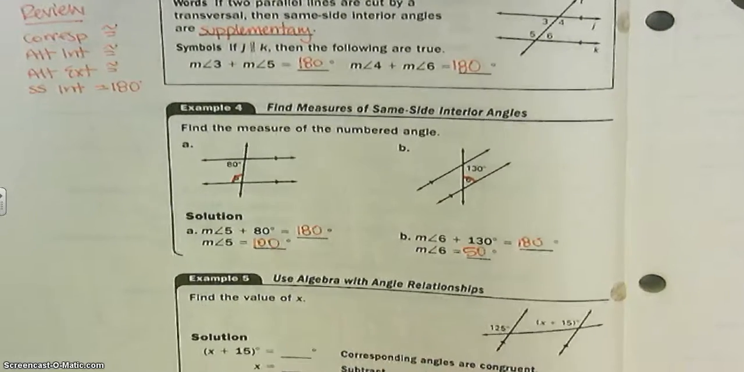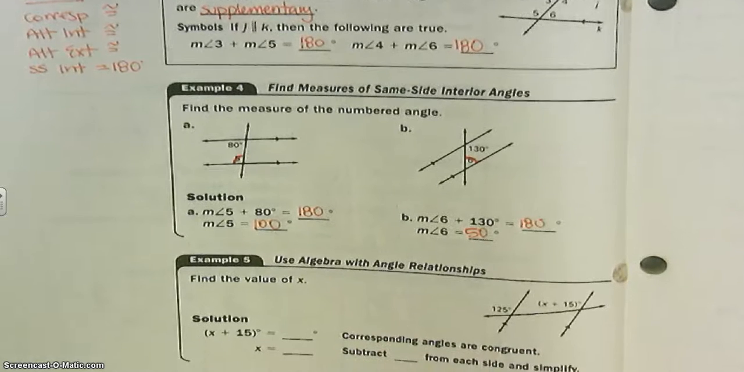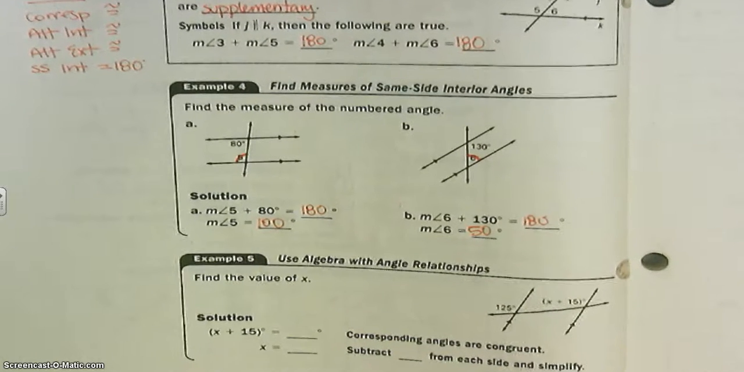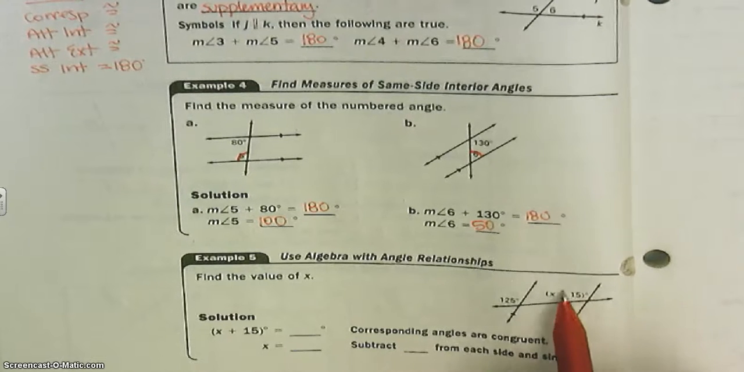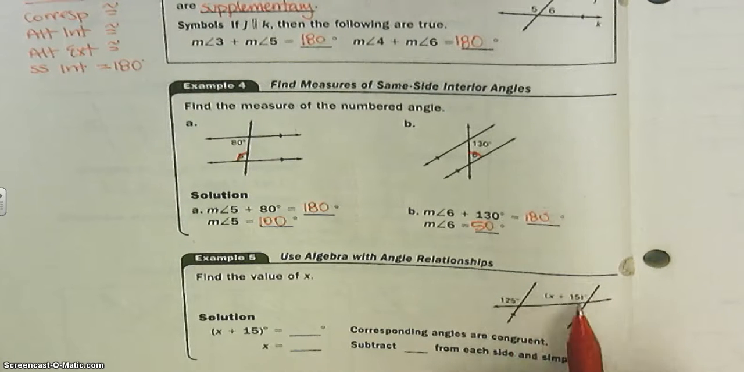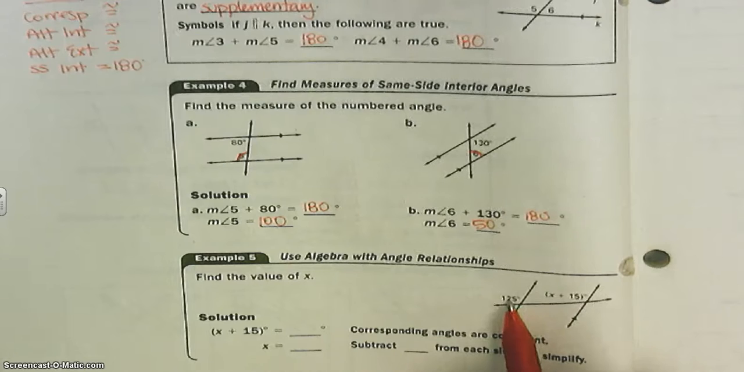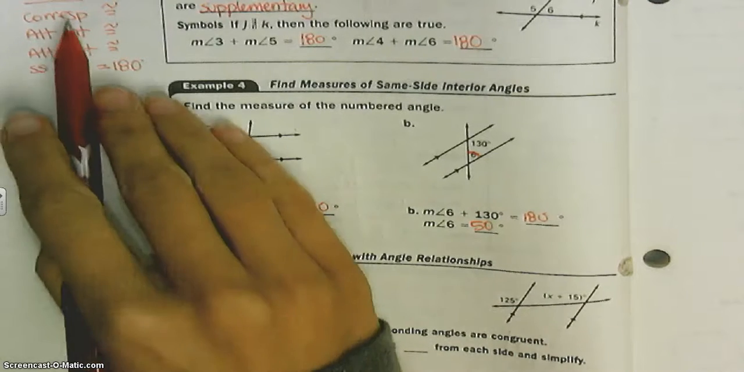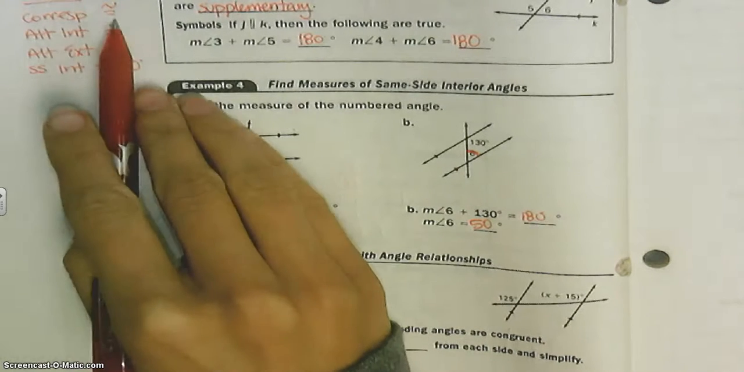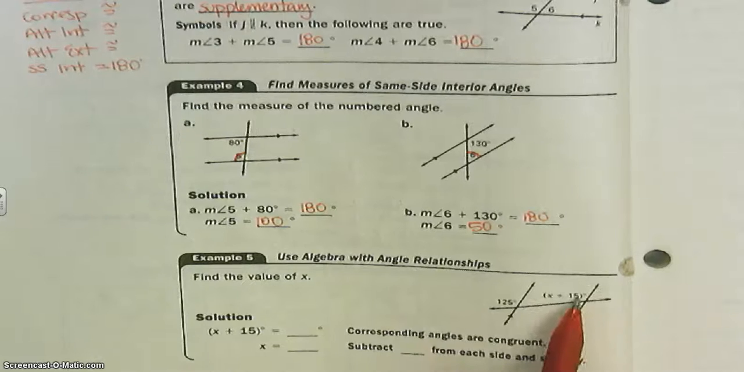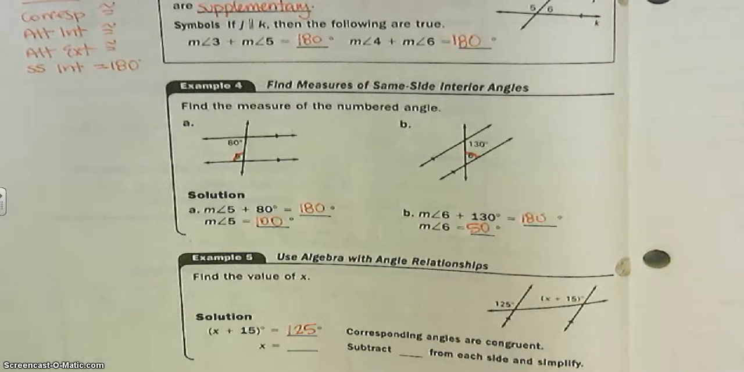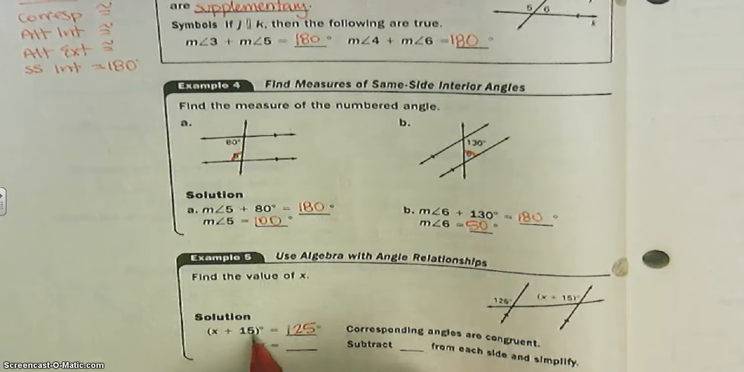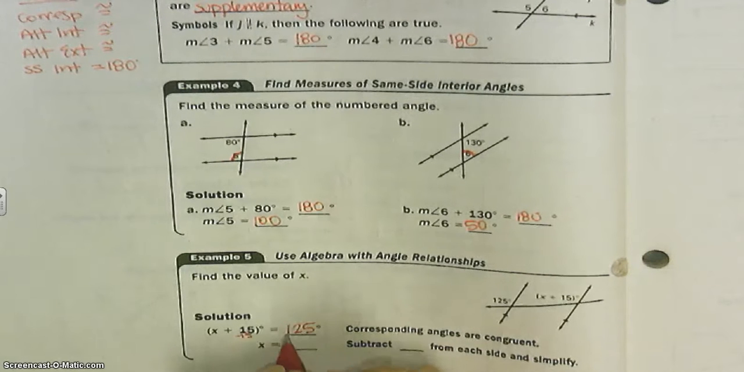Now we're going to use those same principles, but we're going to use some algebra with it. So find x. Let's look at where x is. X is right here, and 125 is here. These angles are corresponding. If you remember, corresponding angles have to be equal. So x plus 15 has to equal 125. So we need to subtract 15 from both sides, and I end up with 110.